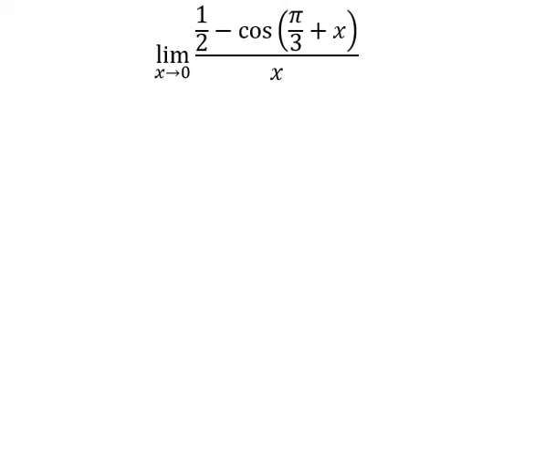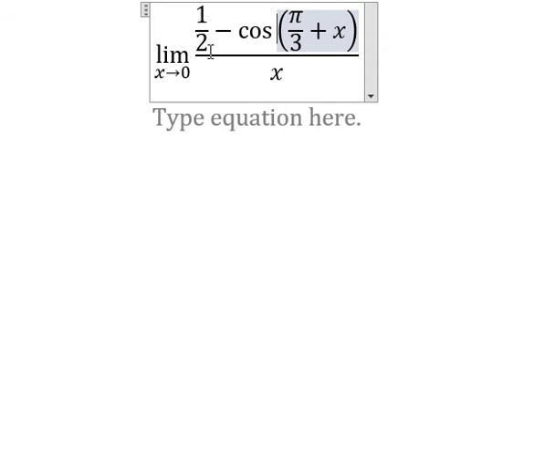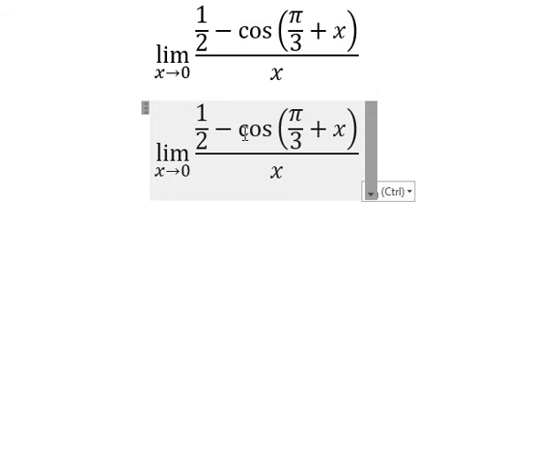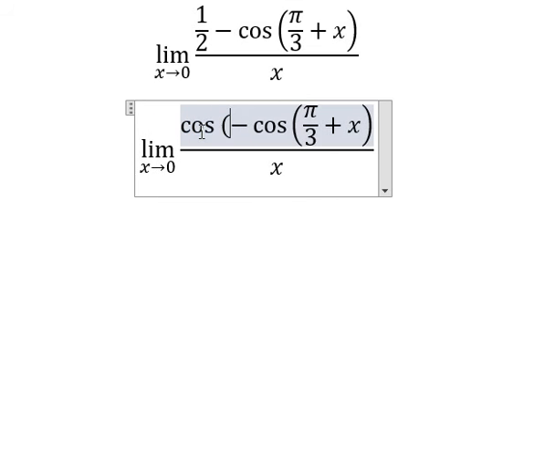The topic today is about limit. So now I want to show you how to answer. We know that 1 over 2, that is about cosine of b over 3.